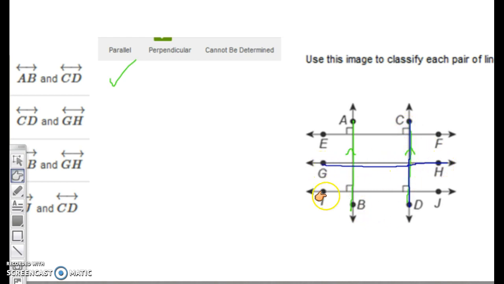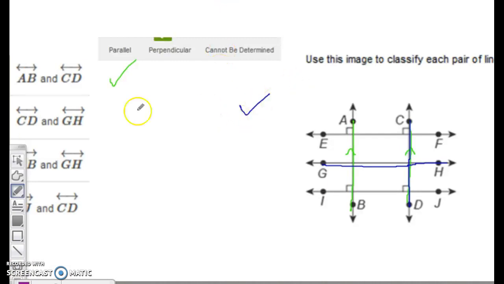If we knew that GH and IJ were parallel, then they would have to intersect that line at the same angle, but that's not marked either. We don't have any other information marked, so we don't know if GH is parallel to any of these other lines. Even though it looks like it does, we just don't have enough information. It can't be determined.